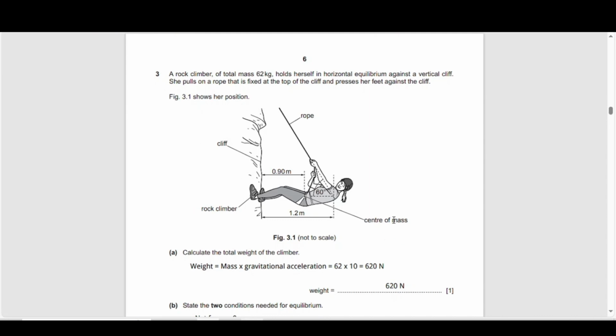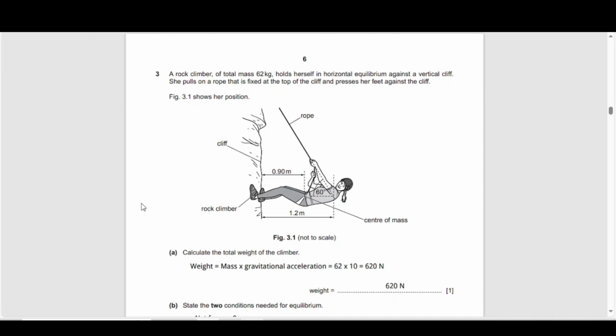There's also a clue here where they've said she's got a center of mass at a certain point, which is 0.9 meters from the cliff face. So that is where her weight will act. We know that she weighs 62 kilograms, so we should be able to calculate her weight, and we should be able to calculate the moment of her weight. That's the information we have so far. We've got a rope, and we know that the rope is being pulled at 60 degrees to the horizontal, and it's being pulled 1.2 meters away from the cliff face.